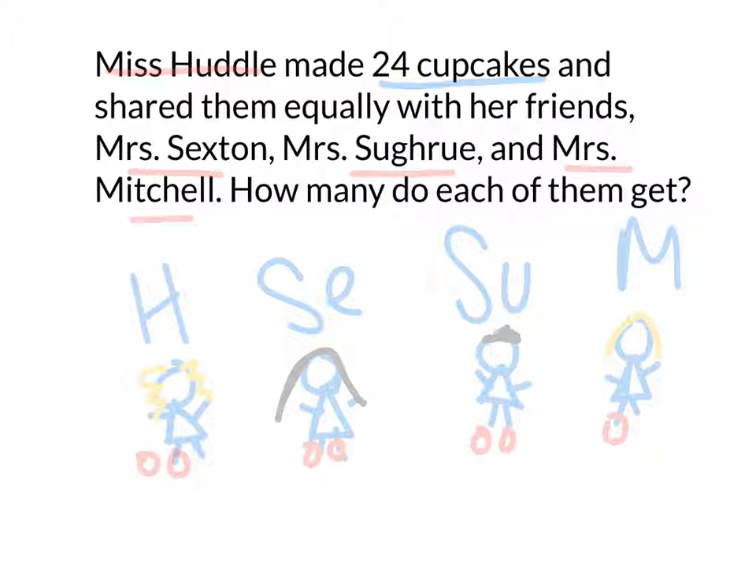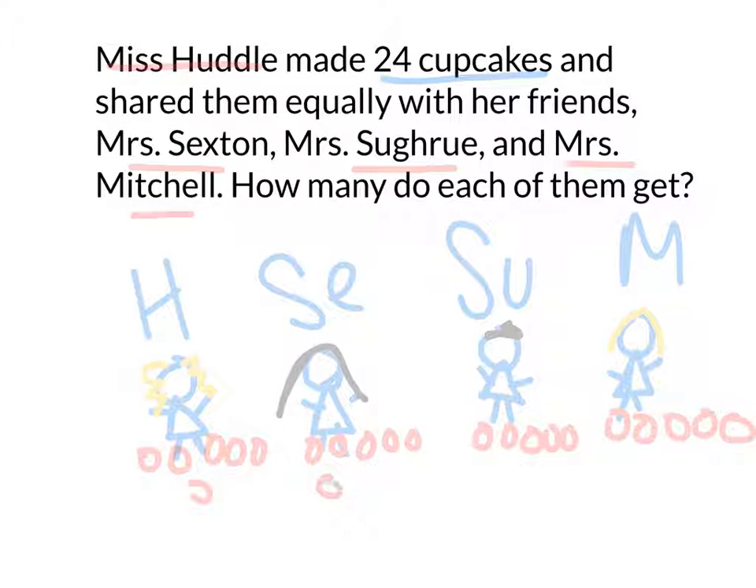2, 4, 6, 8. I got to keep going. Those are threes. So we have 3, 6, 9, 12. Oh, nope, doesn't work yet. Not quite. 13, 14, 15, 16, 17, 18, 19, 20, 21, 22, 23, and 24.